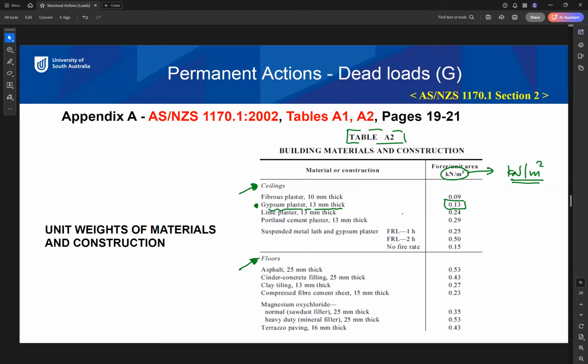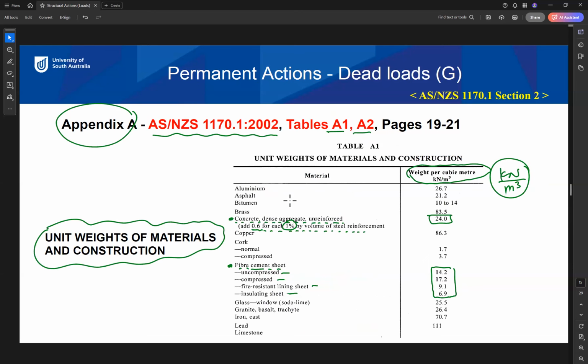Why is this table in kilonewton per square meter? Because, as you can see here, the standard gives us values for specific thicknesses. So all the materials are given for a specific thickness. That's why it is given in kilonewton per square meter. For Table A1, there is no specific thickness. That's why it is given in kilonewton per cubic meter.